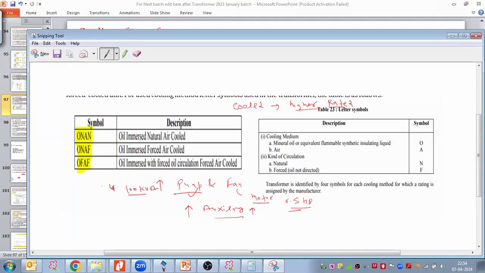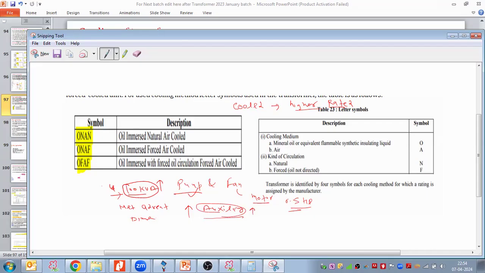So there is no net profit. There is no net advantage we are getting, even though we are getting some higher rating, at the same time losses we are increasing. At the same time, the dimension of this transformer is also increasing. So in a small system, the ONAF or OFAF does not have any significant advantage.